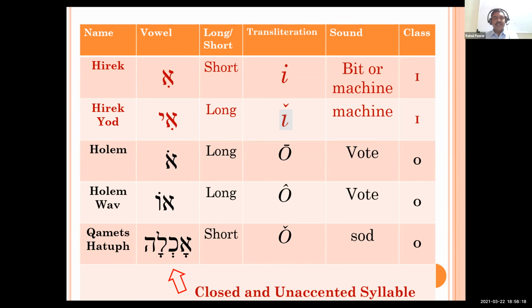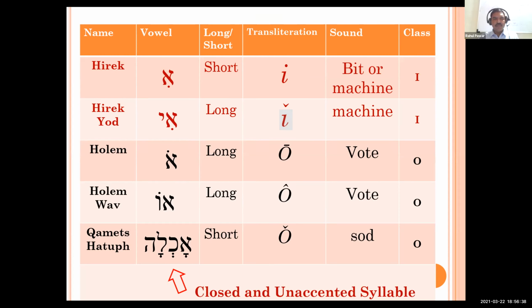Next one is Hirek Yod. Hirek Yod is a long vowel with a circumflex towards downward over the italic I, and the sound it gives is machine. It is a long I sound, machine.